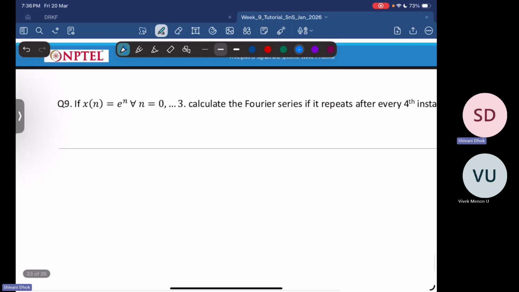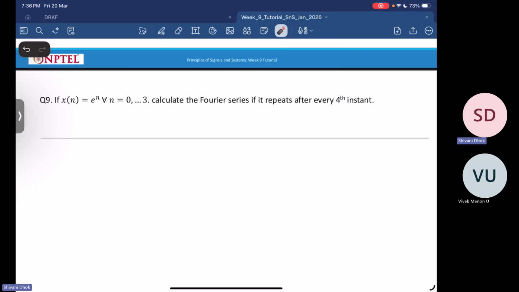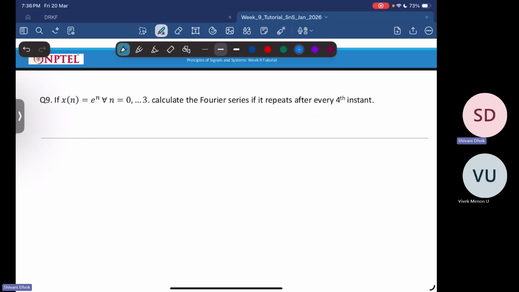Okay. So now let's move on to the ninth question. Like ninth and 10th question, all are related to Fourier series coefficients. So what do we have here? It is given to us that x of n is equal to e power n for n equal to 0, 1, 2 and 3, and we want to find the Fourier series if it repeats after every fourth instant.